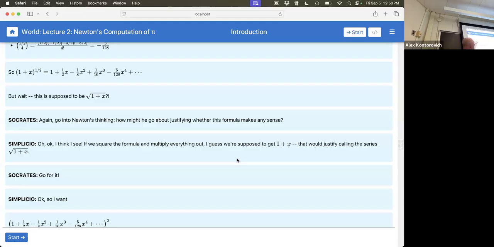Beautiful. What's happening on this side? I get a 1, and I get a half times 2, minus a quarter times 2 squared, plus a 16th times 2 cubed, minus 5 over 128 times 2 to the 4th. The x's are large. And so it seems to me like we'll be adding pretty big numbers if we take large x's. Can we think of a way of getting this formula to work by making x small?